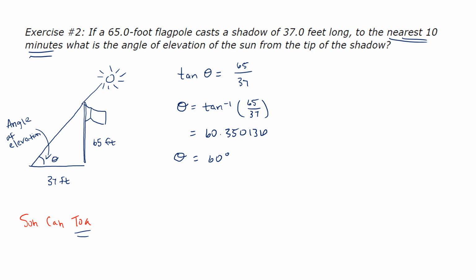But now, since it tells us to round to the nearest 10 minutes, we want to convert the decimal part of our decimal to minutes. And why do we do this? Well, the reason we convert the decimal part of the degree measurement into minutes is that angles are often expressed in degrees, minutes, and seconds. So it's called the DMS format instead of decimal degrees. This is commonly used in navigation, surveying, and even trig problems like the one that we're doing now.